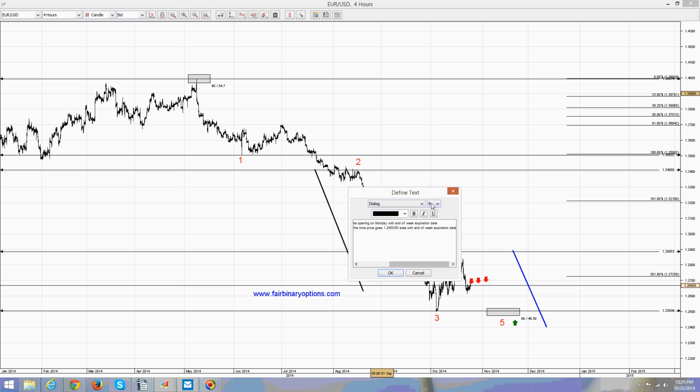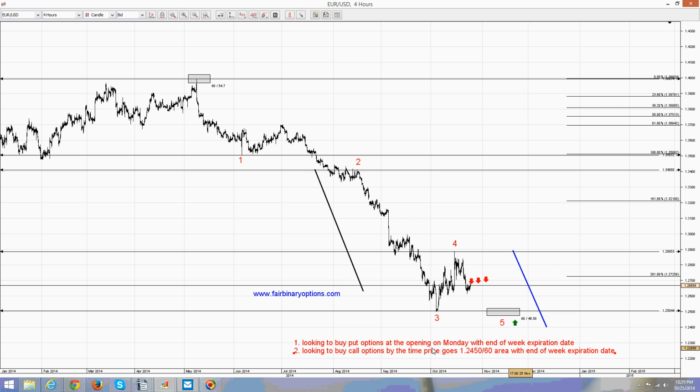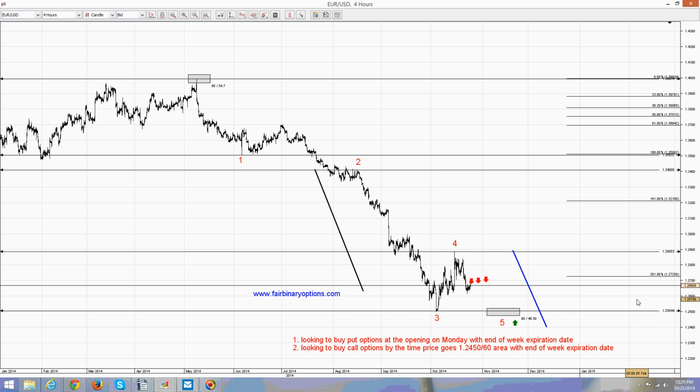Well, this is the Euro US dollar. This is Saturday, the 25th of October, and we make a plan to trade the pair both on the short side, represented by put options, and on the long side, represented by call options. Well, if you have a plan, then why not just trade it?